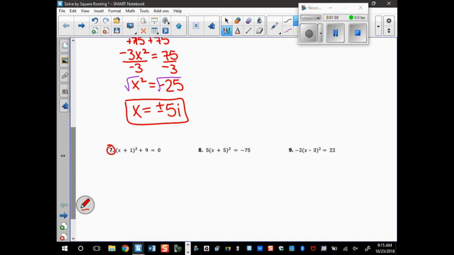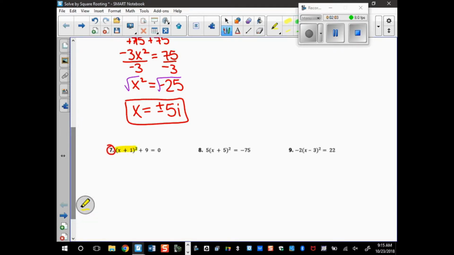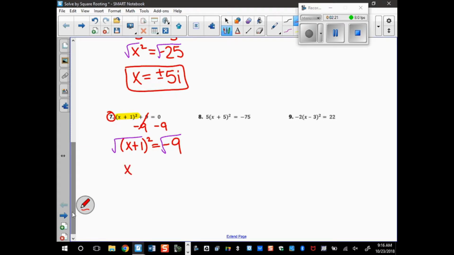On 7, my x squared portion is a little bit bigger. Okay, it's this whole thing. I need to get all of that by itself. So I can subtract 9. I have x plus 1 squared equals negative 9. Now my squared portion is by itself, so I can go ahead and square root. That will give me x plus 1 equals plus or minus 3i.